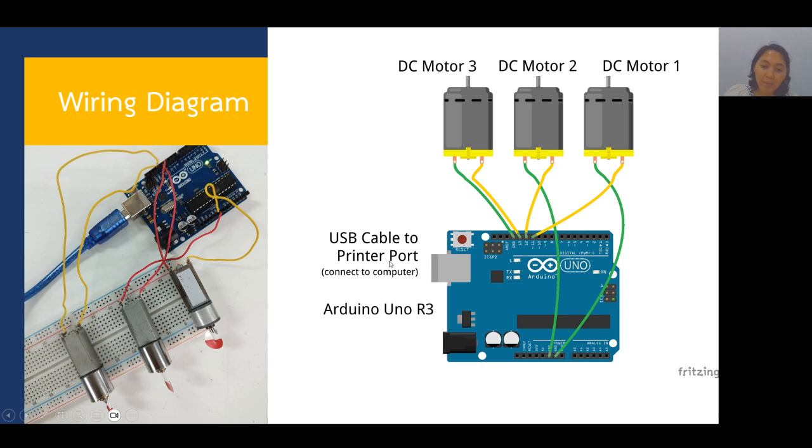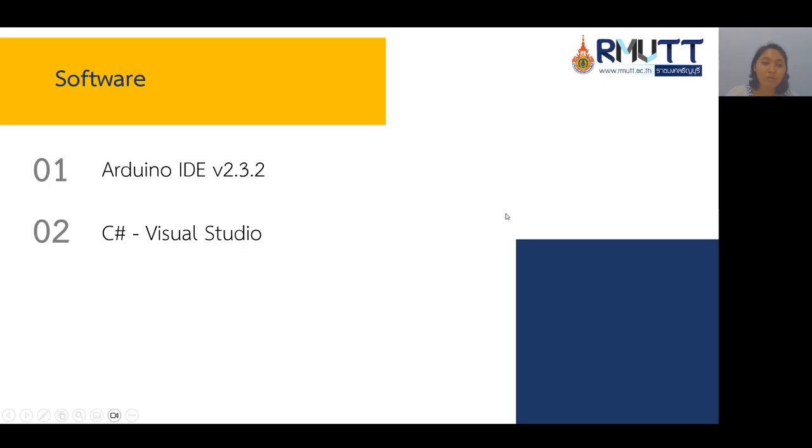And this USB cable goes to the printer port, and this is connected to the computer. And for the software used in this program, there are two. The first is Arduino IDE version 2.3.2, and the second is Visual Studio for making the program in C# language.